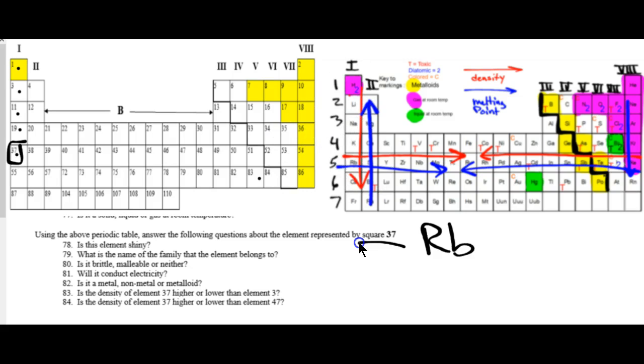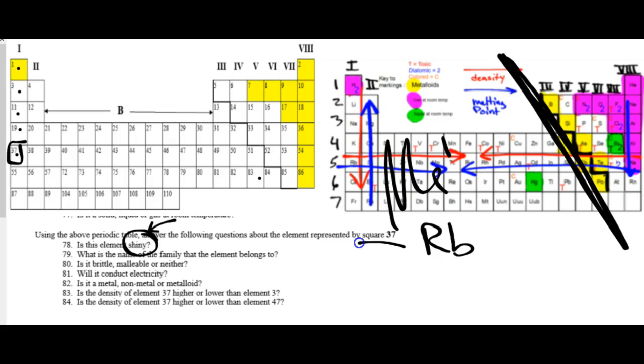So is this element shiny? Once again, if you don't know these, you need to look at your notes on page 6, and that will give you the properties of metals and nonmetals. Things that are shiny are metallic. So over here, remember this staircase. Over here are the metals. Here are the nons. So if rubidium's way over here, it's super metallic. So is the element shiny? That is a yes.